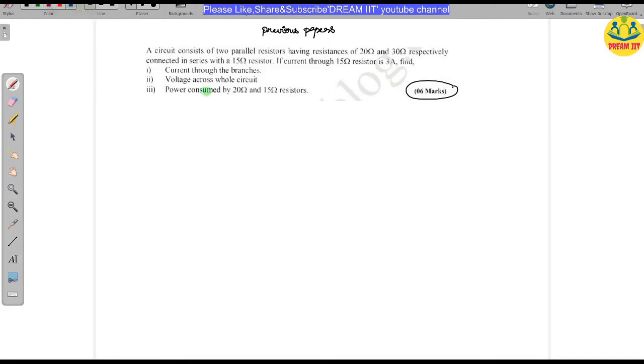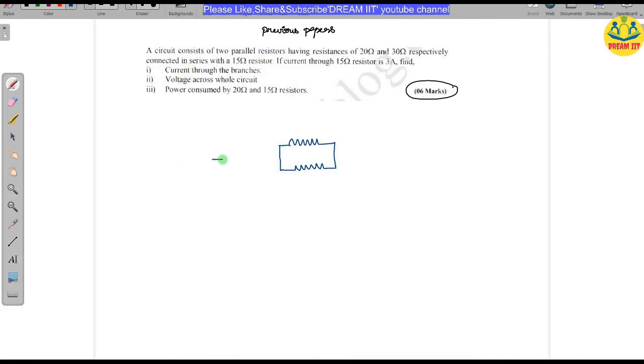So here, a circuit consisting of two parallel resistors having resistances of 20 ohms and 30 ohms respectively. It is given in statement form. You have to convert it into the circuit form by using these statements. So first I am drawing the two parallel resistors here, like this. Parallel means we will draw like this, right? What values we will write later. Respectively connected in series with 15 ohms.